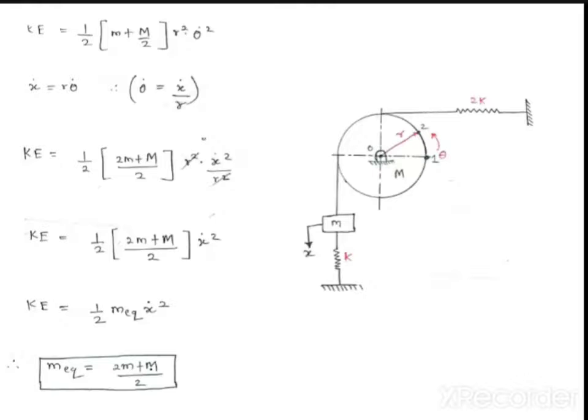ओके, जर त्यांनी तुम्हाला I equivalent विचारलं असतं तर मी इथेच थांबलो असतो. माझं I equivalent काय आलं असतं? I equivalent equal to m r square plus capital R square upon 2. हा माझा I equivalent झाला असता.